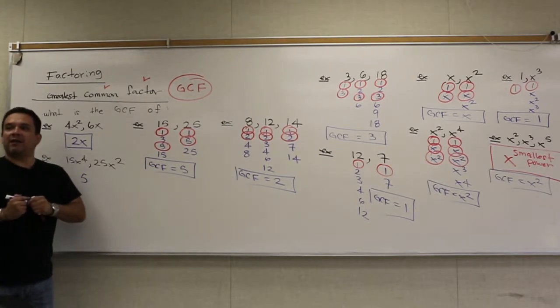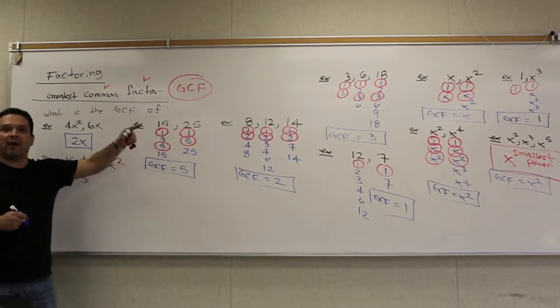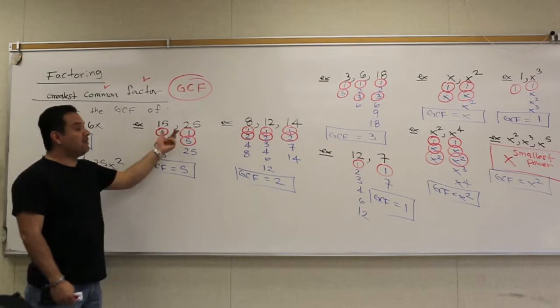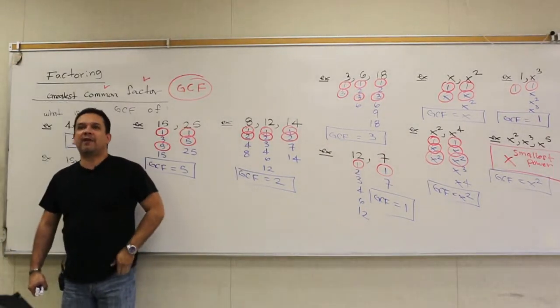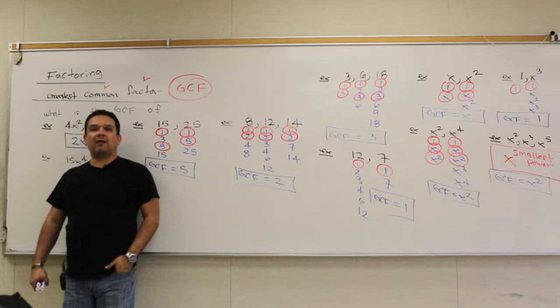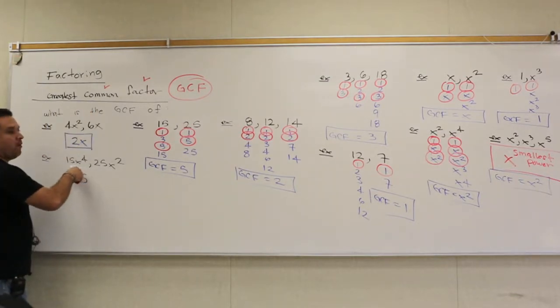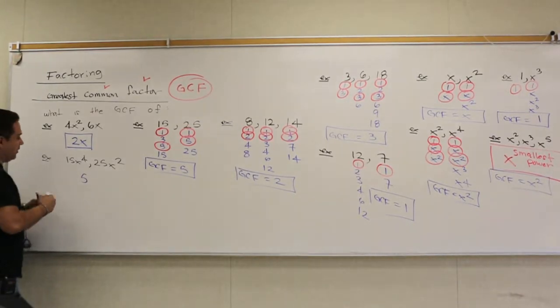Is it here? You guys notice why I leave it up? Sometimes people forget. They already did this. They found the greatest common factor of 15 and 25, and they forget. They already got it. What about x squared and x to the fourth? X squared. Which is smaller? X squared. There you go.